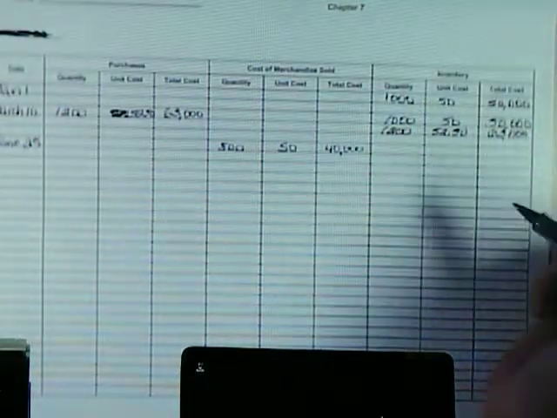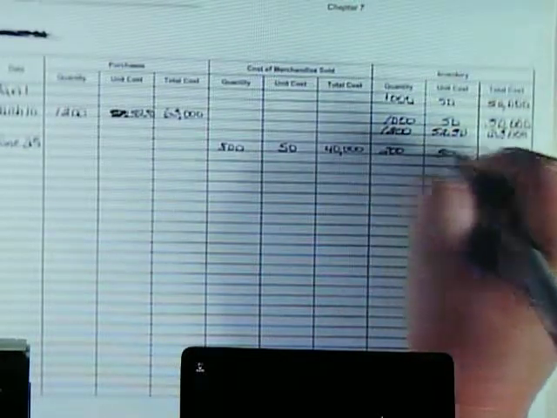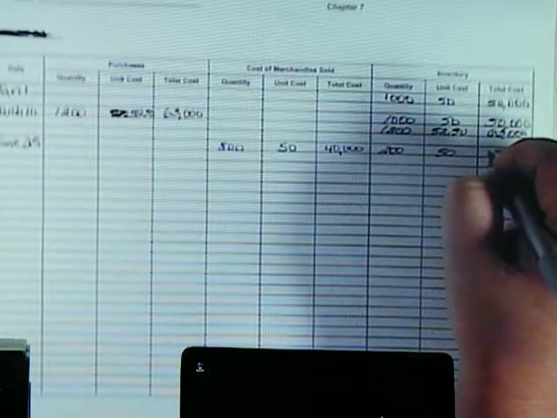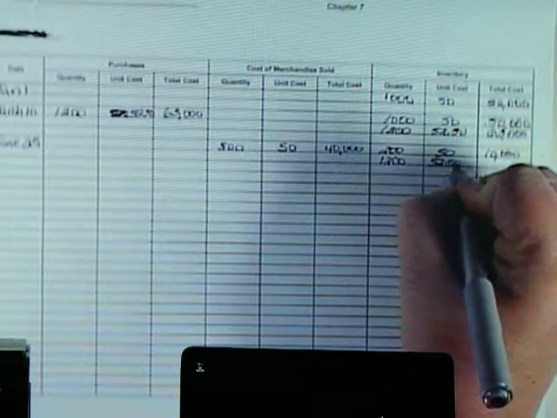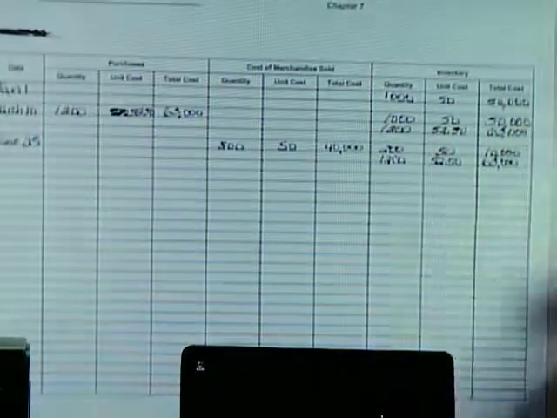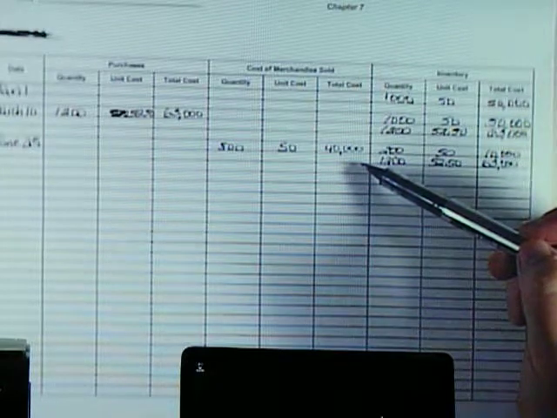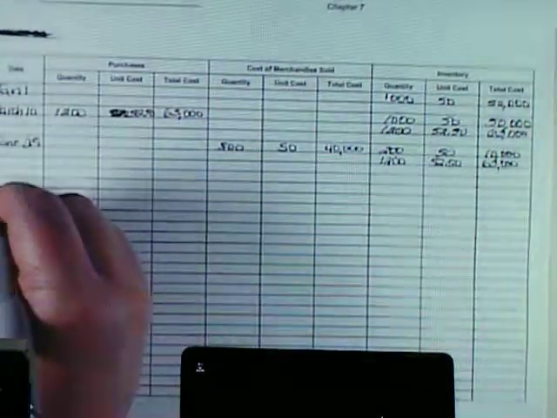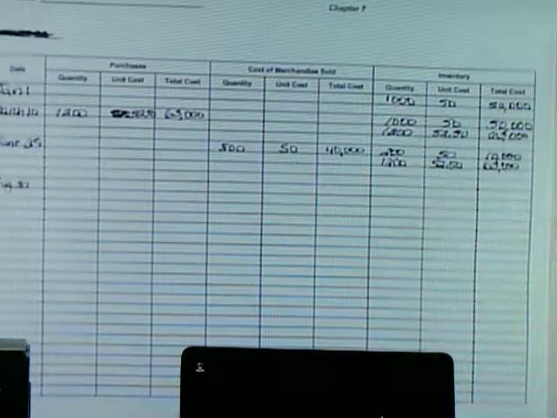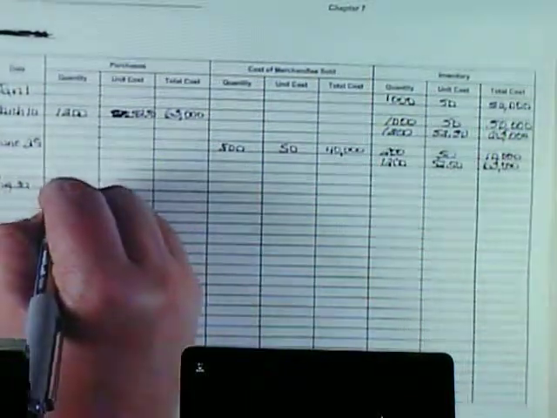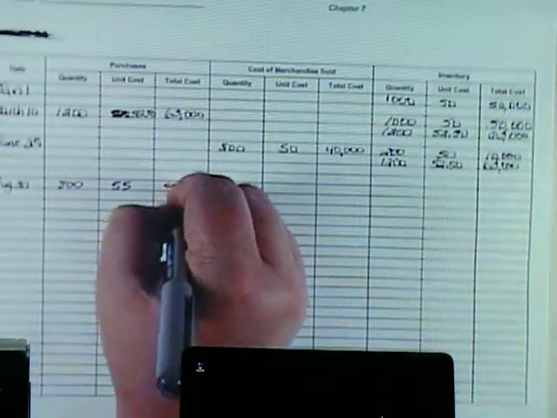And I'm now going to rewrite my inventory so I have a good grasp on my inventory. I now have 200 units at $50 each for a total of $10,000. And I still have 1,200 units at $52.50 each for a total of $63,000. Right now I have a total of $73,000 in ending inventory, and I have cost of merchandise sold of $40,000. Okay, on August 30th, I need to purchase 800 units to replace the ones I just sold. However, these cost me $55 apiece for a total of $44,000.